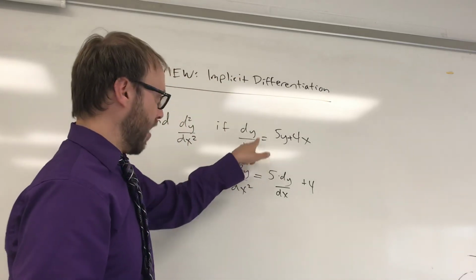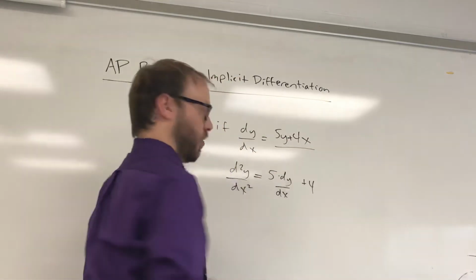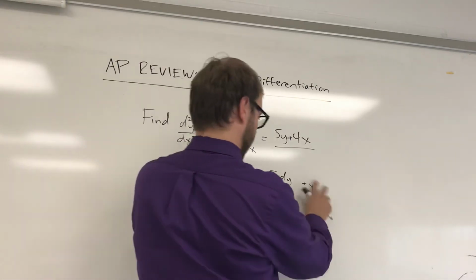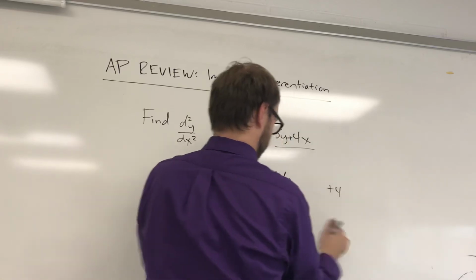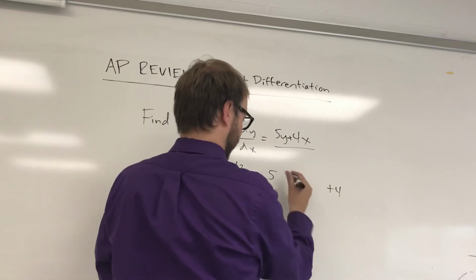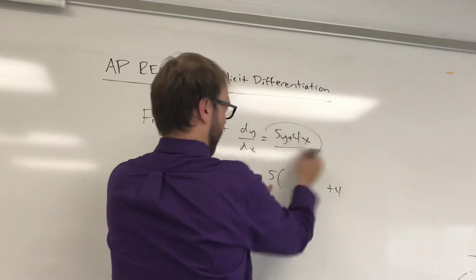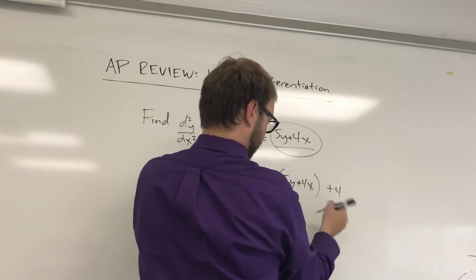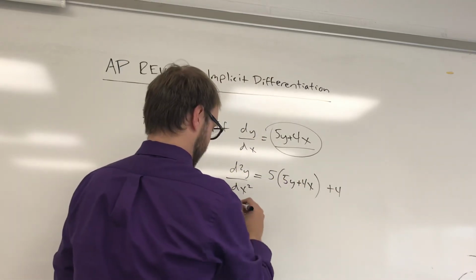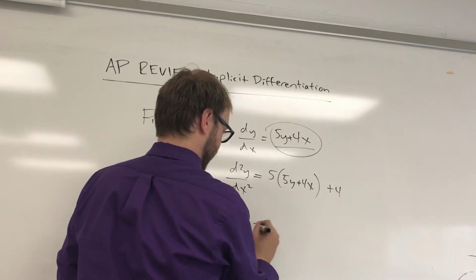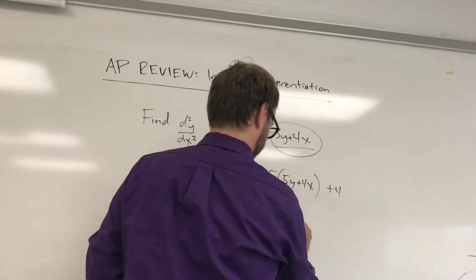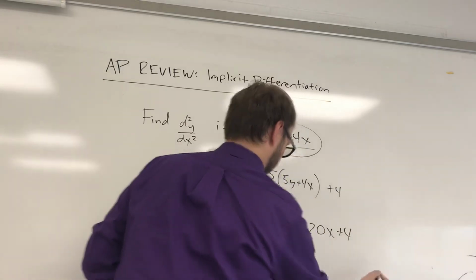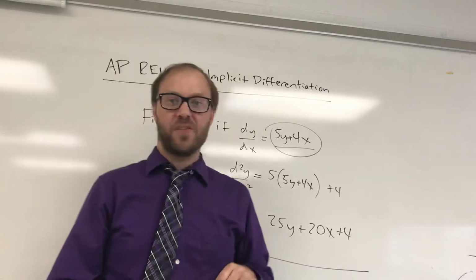Okay, if they ask you to do this, keep in mind something. They told us dy/dx is 5y plus 4x up here. So once you've done this, you can actually take out that dy/dx, and you can replace the dy/dx with 5y plus 4x, and then they're adding 4. And so anyway, the second derivative ends up being 25y plus 20x plus 4, that's the final second derivative.